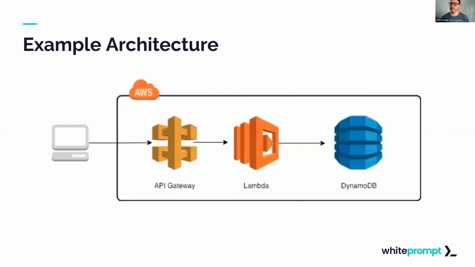This is an example architecture that I will be using during the presentation. So just for you to know, it will be an API gateway that is handled by a Lambda function, which later on will write items on DynamoDB.